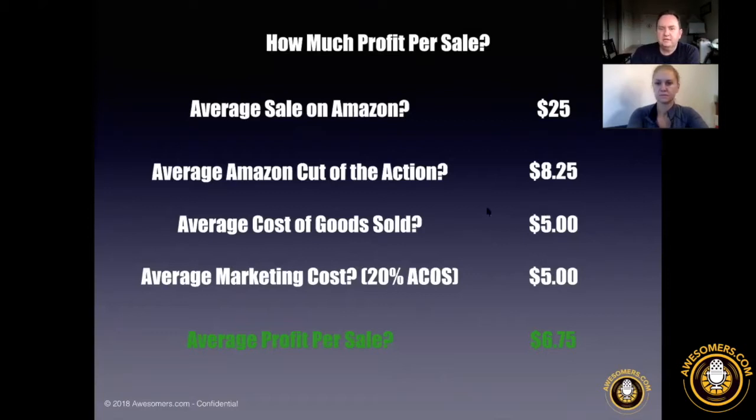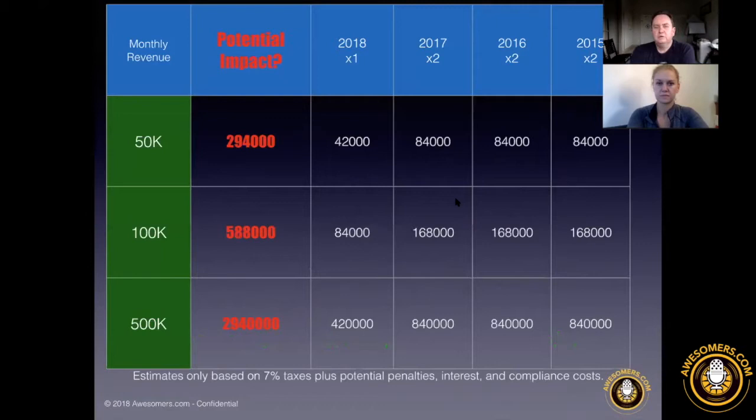And I'm going to take you now into what's the potential impact of all these states deciding they're going to come after you for taxes. So if you've just been in business a year, you can go to 2018, 1 year. If you average 50 grand a month, you're probably going to owe about $42,000 in taxes just for that year. If you go back to 2017, 16, 2015, you're going to have taxes.